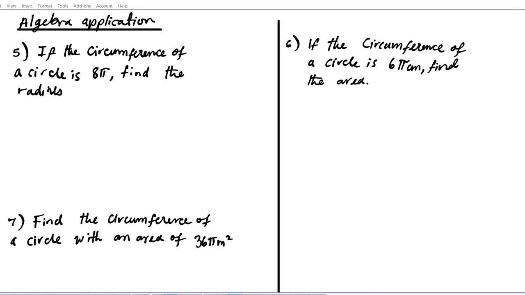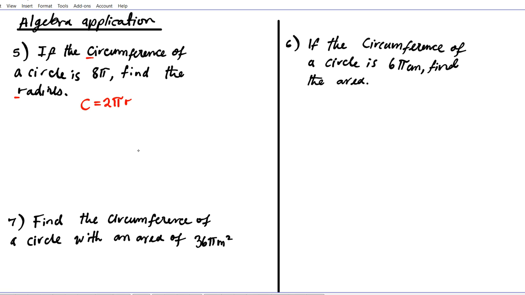All right, so before we do some practice problems, we're going to give you some slightly more advanced examples to take a look at. We're going to look at the algebra application of circumference and area problems. Okay. All right, so question number 5 states that if the circumference of a circle is 8 pi, find the radius. Okay, so first of all, let's find the formula that relates to circumference and the radius. There are 2 formulas, but the one we're going to be using is the one that has the radius and the circumference in it. Circumference is equal to 2 pi r.